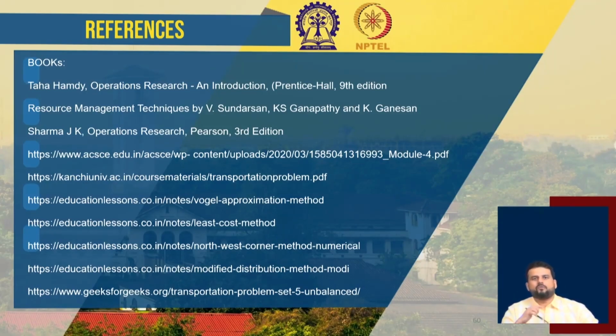And then we will see one algorithm, the modified distribution method, how we can use that algorithm to get the optimal cost, right. So then again the allocation will be changed and then we can find out the minimum transportation cost.